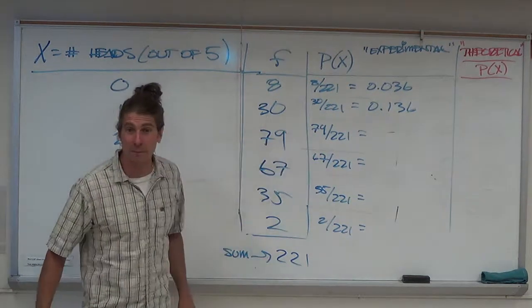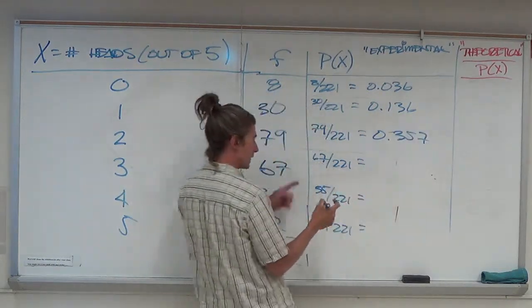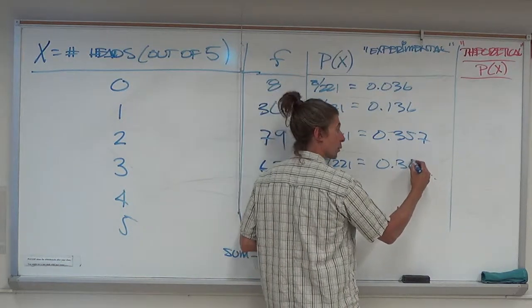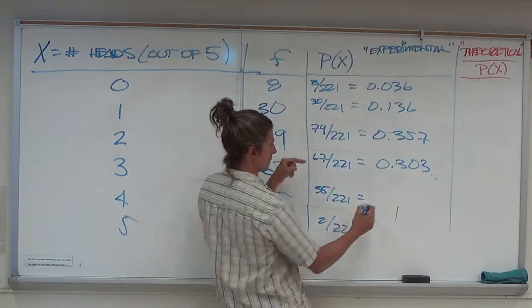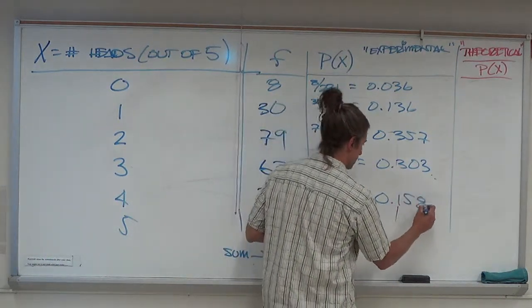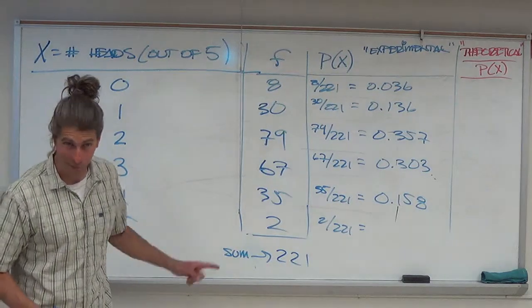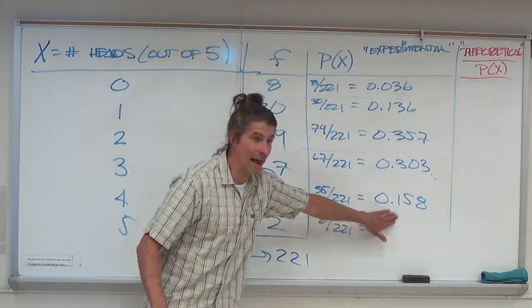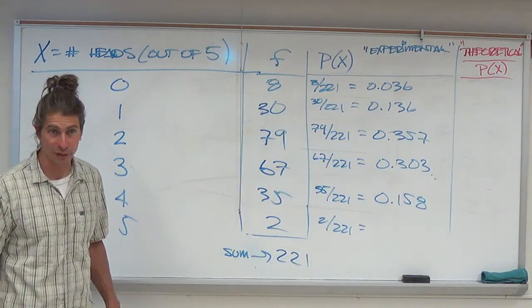79 out of 221? 0.357. Love it. 67? 303? 35? About half of that, right? 158? And if I was clever and could do math quickly, I could figure the last one out, couldn't I? Anybody think of how I could figure it without actually doing the division? How could I figure the last one out very rapidly?